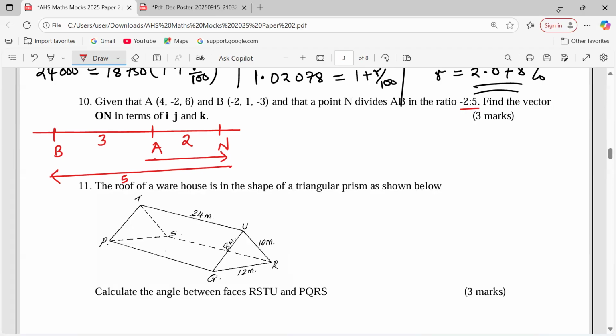+2, -2, then -2, then +5. So that's how the ratios are supposed to be distributed. From B to A, 3 proportions, and from A to N, 2 proportions. Remember, these alternatively can be treated as, we can have A and B at that point.